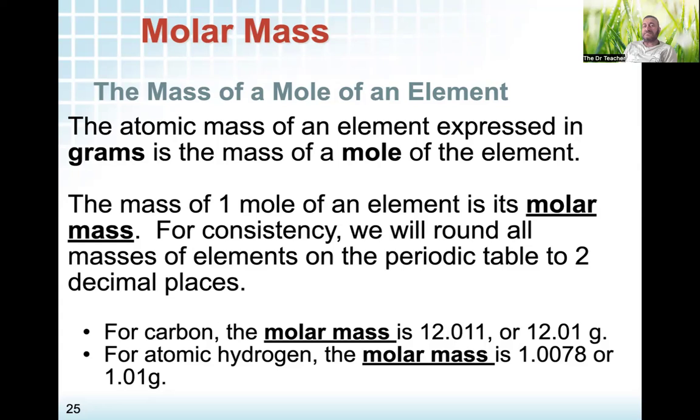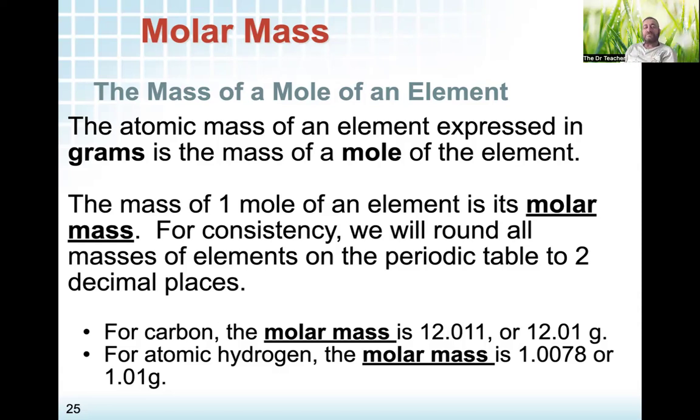For consistency, we will round all masses of elements from the periodic table to 2 decimal places. We don't want to go with more than 2 digits after the point. So for carbon, the molar mass is 12.011, and we can say it's 12.01 grams. That's the molar mass, because it's a mole of carbon and has a weight of 12.01 grams.